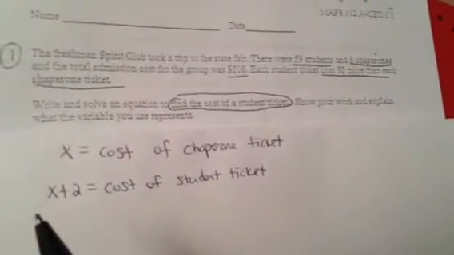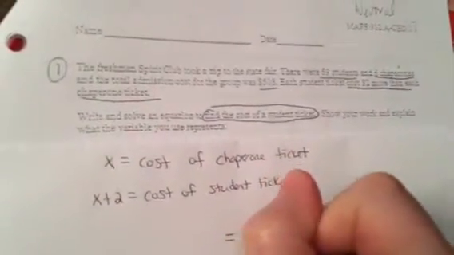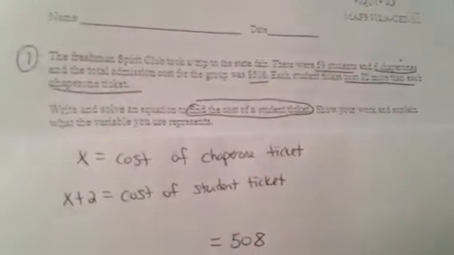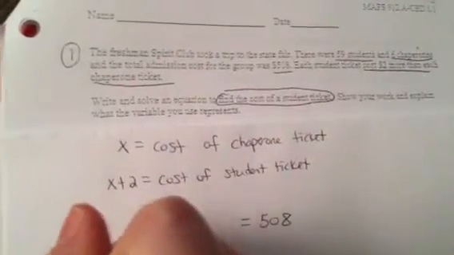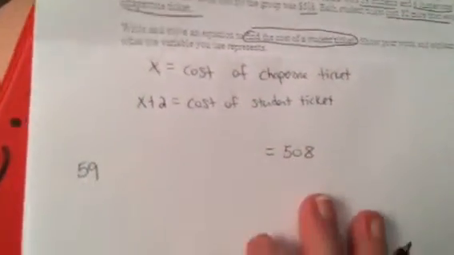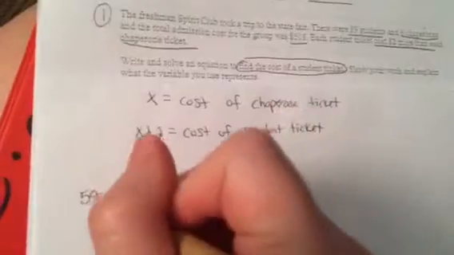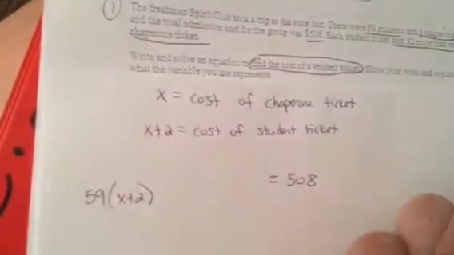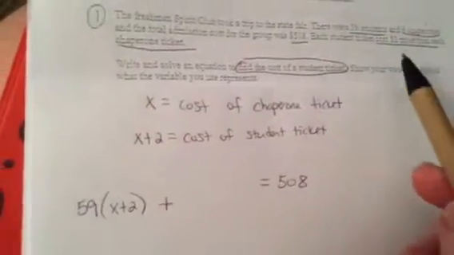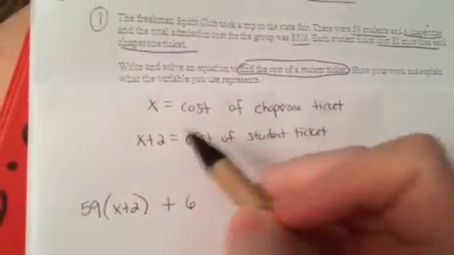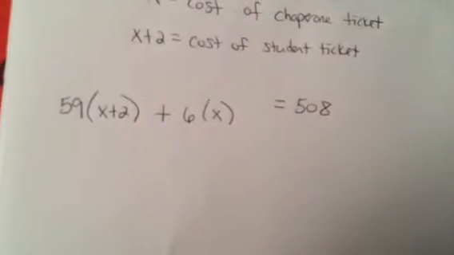Let's figure out an equation for this problem. We know that the total group cost was $508. So we'll set it equal to 508. We know that there were 59 students. And how do we find out the cost for all the students? We multiply the number of students by the cost of each student ticket. So 59 times (x plus 2). And then we add to it the cost of the chaperone tickets. We know that there were 6 chaperones, and each chaperone ticket costs x dollars. So here's our equation to solve for x.